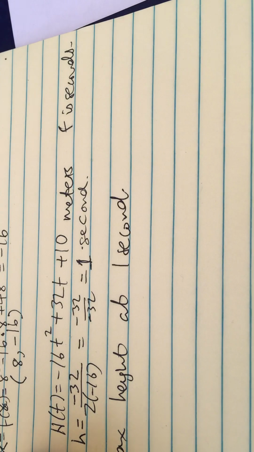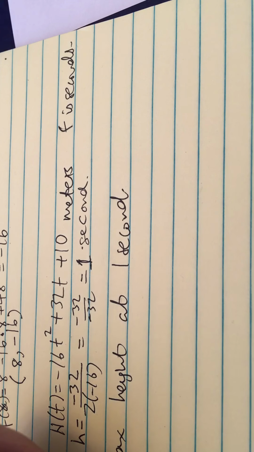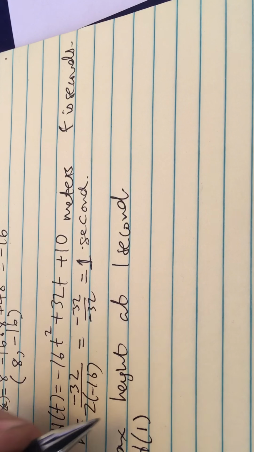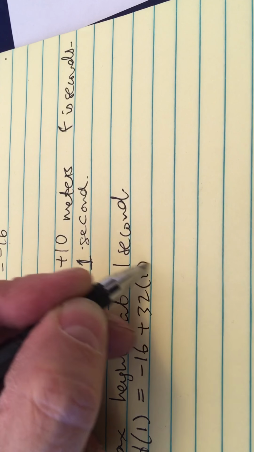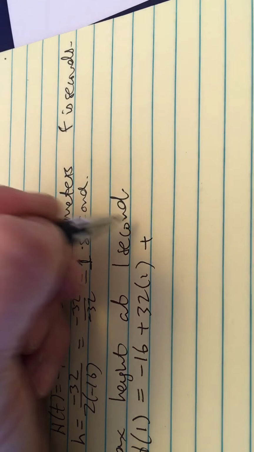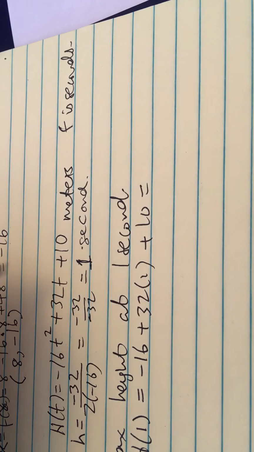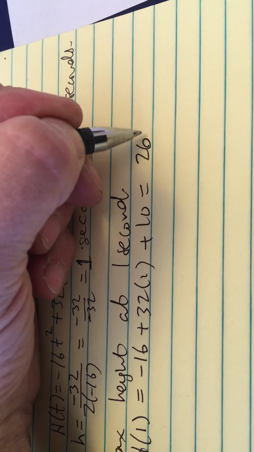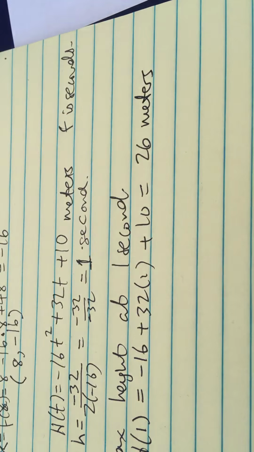Now part B is asking for, well, what is the height that it actually reaches at its max? So we simply plug in 1 into the function, and we get negative 16 plus 32 times 1 plus 10, which is going to give us 26 meters.